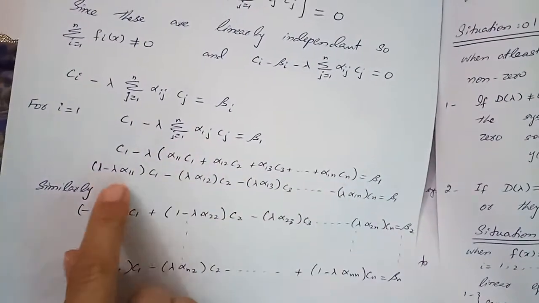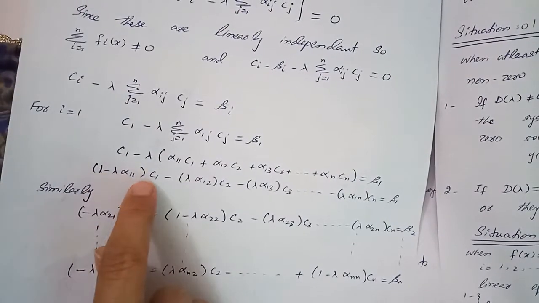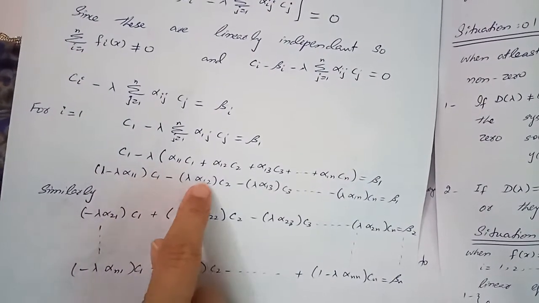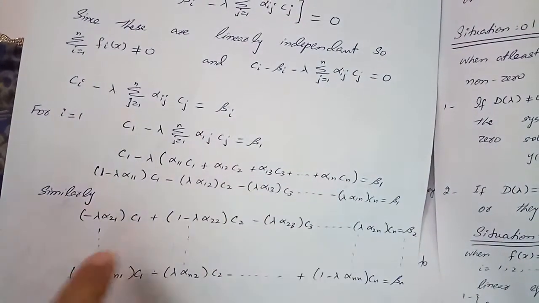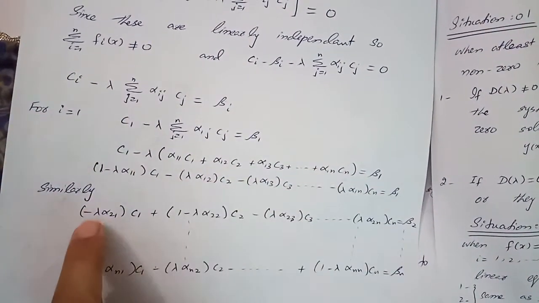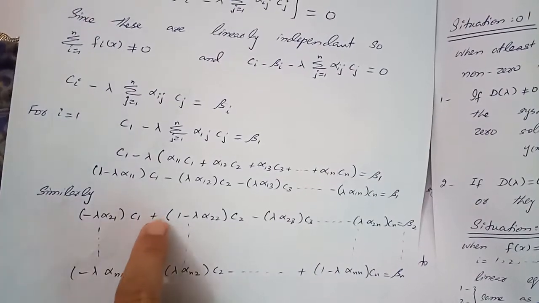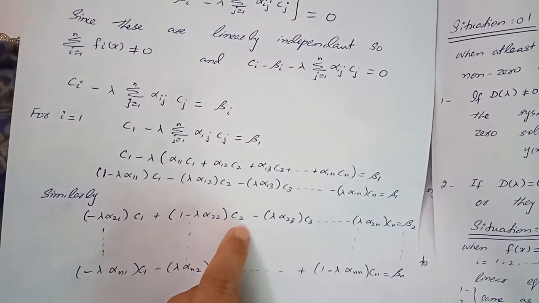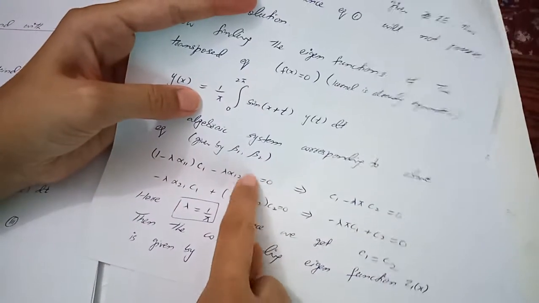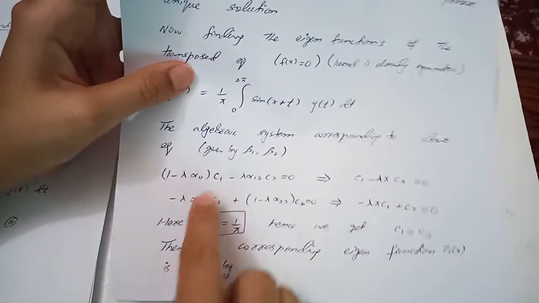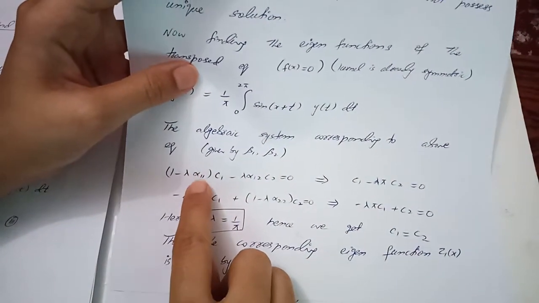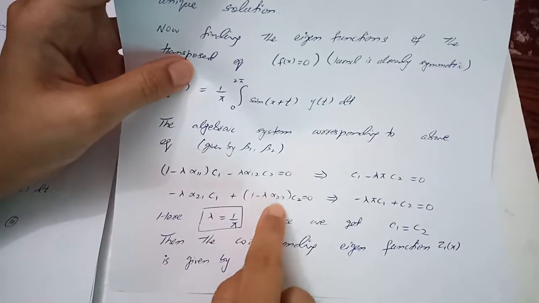So we will be having here 1 minus lambda alpha 1 1 C1 minus lambda alpha 1 2 C2 until here. Don't take the third one. For beta 2, minus lambda alpha 2 1 C1 plus 1 minus lambda alpha 2 2 C2 equals beta 2. I took these here and just simplified them by plugging in the values of alpha 1 1, alpha 1 2, alpha 2 1, alpha 2 2.